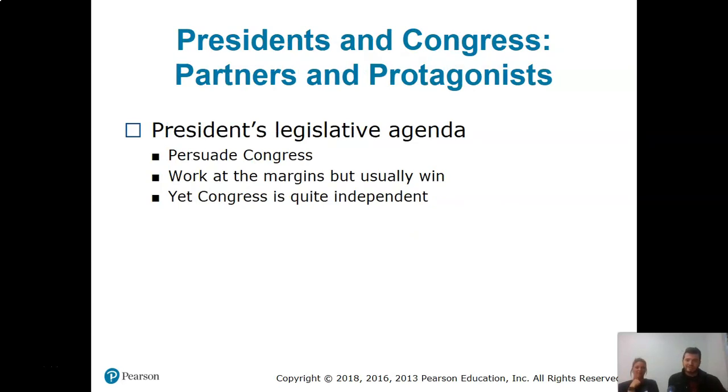All right, so the first thing that is going to be a big influence on Congress is the president. The president has his own legislative agenda, and the president is really going to do their best to make sure that they get their legislative agenda passed, because that's what's going to allow them to get reelected. That's also what's weird about the president: the president really doesn't have power to get anything done on his own. So he's going to persuade Congress, work at the margins, but usually win.